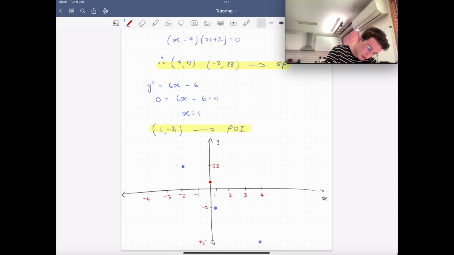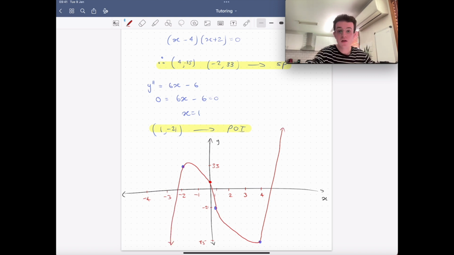Just do your best. I would always, as you can see, I'm making mistakes, so do it in pencil first. It comes up, and it turns around and comes back down. So that's how we use calculus to sketch something like that.